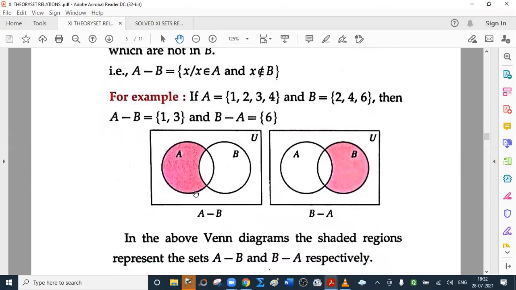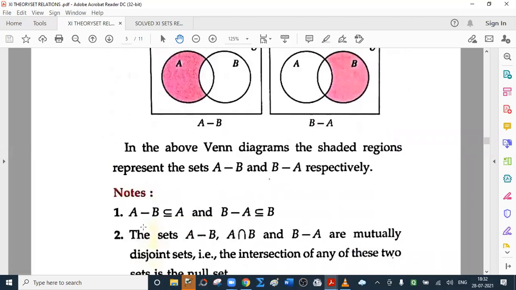Now see the Venn diagram. This portion is shaded because it is A but not B. See, 'but' means 'and'. A and not B. And what about this? B and not A. Okay.